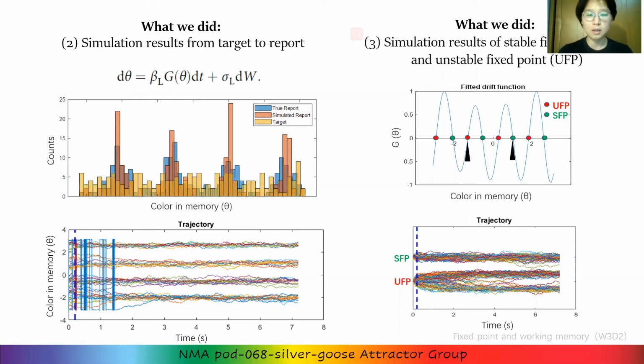In this case, the green dots represent stable fixed points that are defined as attractors. The red dots represent unstable fixed points, which tend to cluster towards lateral attractors. The plot in the bottom right simulates possible trajectory of a stable and unstable fixed point. You can see the memory of an unstable point would be drifted to lateral attractor over time.